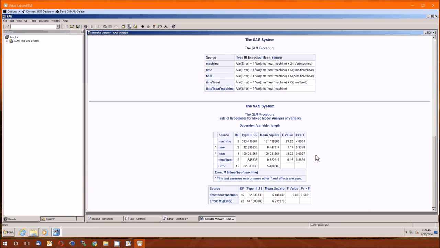So I would conclude that W and L, those are the two levels of heat, produce significantly different lengths. And there is no effect of time. So the three shifts don't produce different, on average, lengths of whatever we're measuring, steel bars.